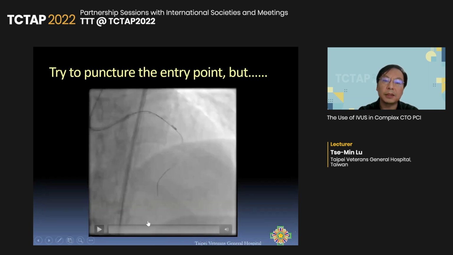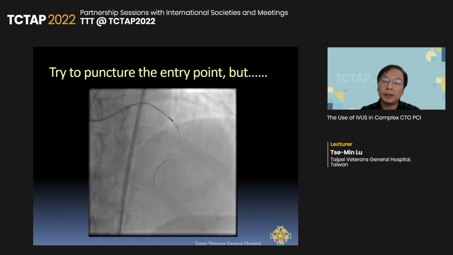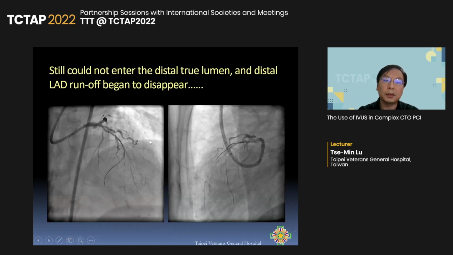This time, although I try to use a stick wire to puncture the entry point, there is no suitable guide. Although my wire goes to the distal LAD, I think my wire is again in the false lumen. I struggle for some time, but still cannot smoothly go to the distal LAD.